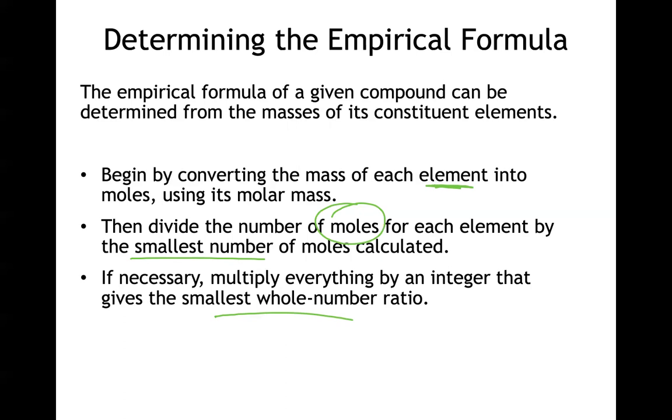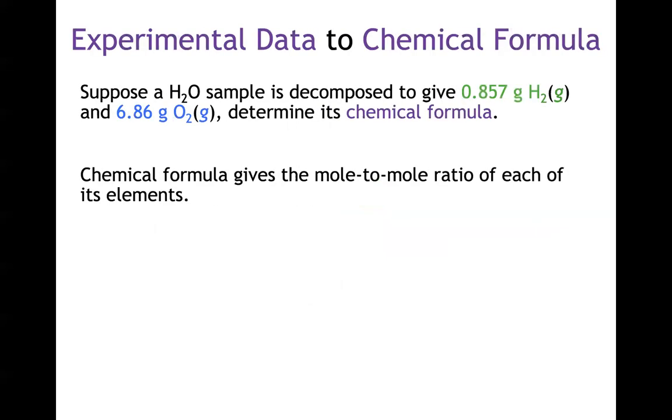So let's actually take a look at how we do something like that. We're going to consider an example of water. We already know what we're looking at, but we're just going to take that as an example. Suppose you're told that a sample is decomposed to give 0.857 grams of hydrogen gas and 6.86 grams of oxygen gas, and you're asked to determine the chemical formula.